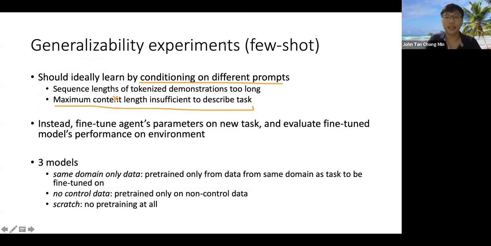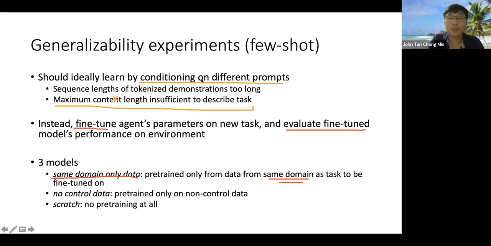Okay, this is my second last slide before the discussion. So fine-tune and evaluate the fine-tune performance. There are three different things that we will compare later in the next slide. One is same domain only data, which means you only pre-train from data in the same domain. All these models here, the pre-training data doesn't include the experiment we are testing on. But we can pre-train on similar environments.